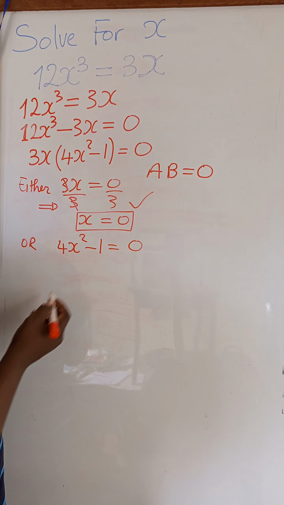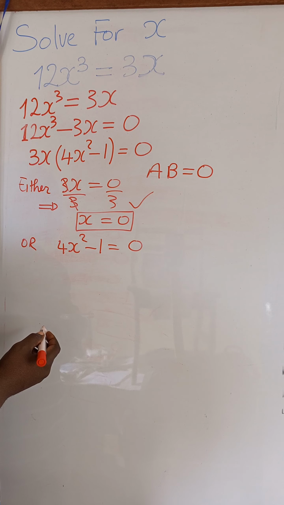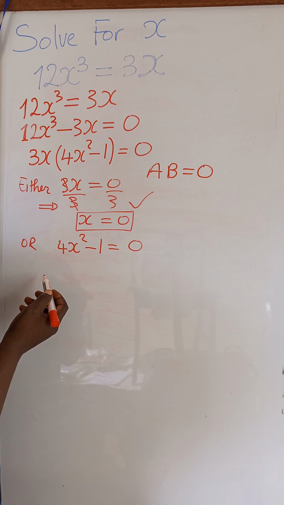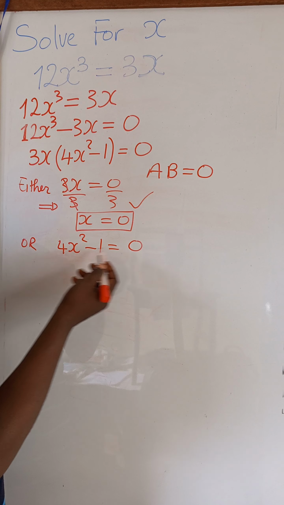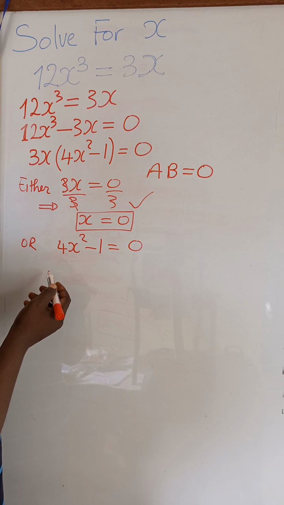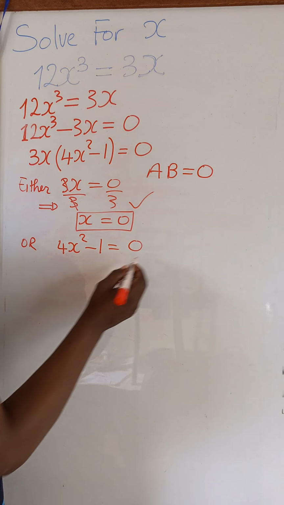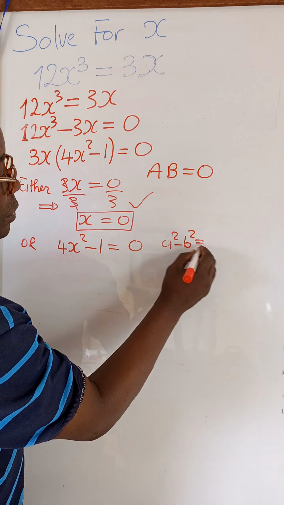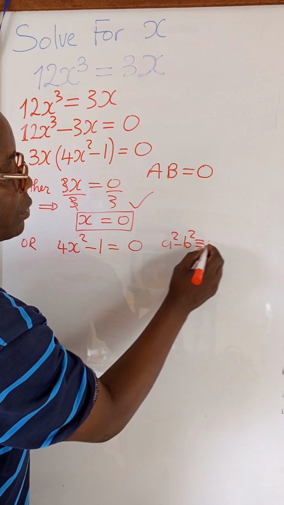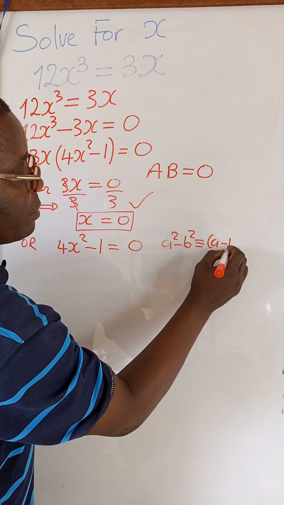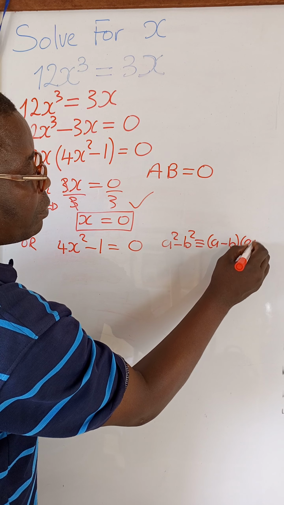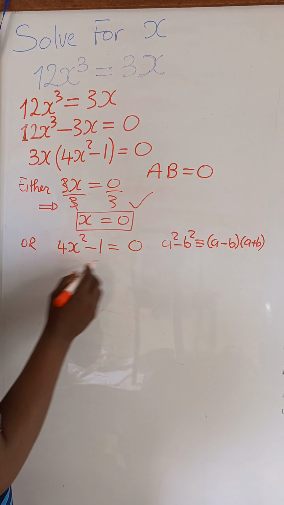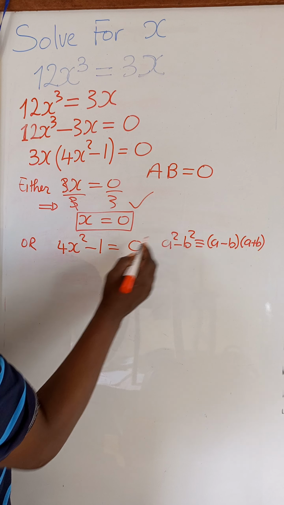We can solve this using any of the three methods that we know. We can either use the quadratic formula, or we can use the factorization method, or we can use the difference of squares method. Now, let us use the difference of squares method. In the difference of squares method, a squared minus b squared is the same as a minus b into a plus b.